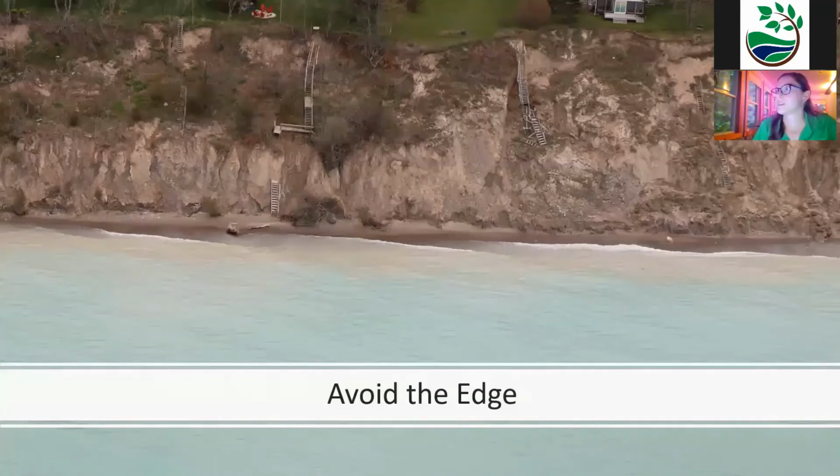And so one thing to do is to simply just avoid the edge of the bluff if you can. So in this photo, you can see there's a structure that's really close to the edge of the bluff. So just thinking, would I want to go up to the cottage this weekend? Maybe just double thinking that before you go ahead and do it. And we also strongly recommend moving structures away from the edge of the bluff, just to prevent any issues at all from happening.